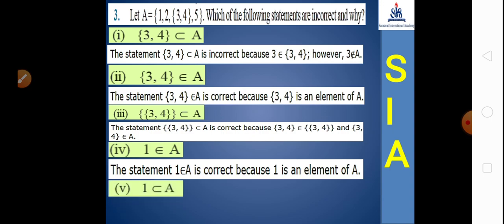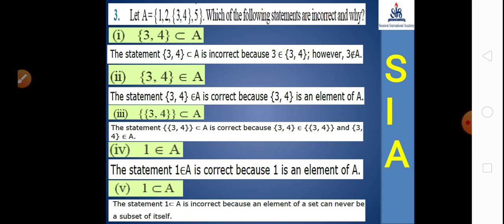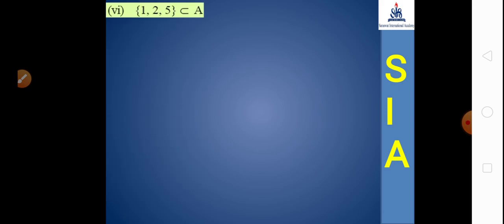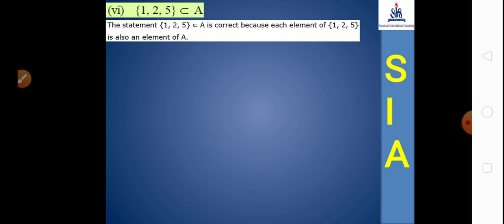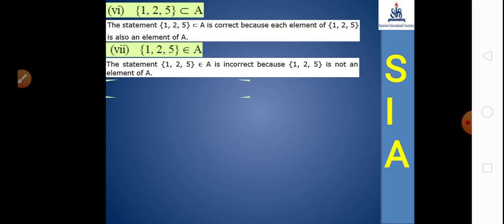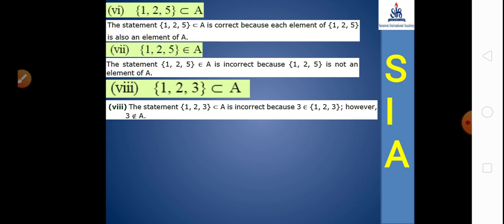One is a subset of A? No, 1 is never a subset of A, because 1 is an element of A. So it is actually belongs to. This is an incorrect statement. Continue. Sixth one. {1, 2, 5} is a subset of A. So it is correct because it is a subset. {1, 2, 5} belongs to A? No, it does not belong. It is a subset. And last, eighth one. {1, 2, 3} is a subset of A. Easily I can check 1, 2, 3. Actually 3 does not belong to A. So my statement is incorrect.